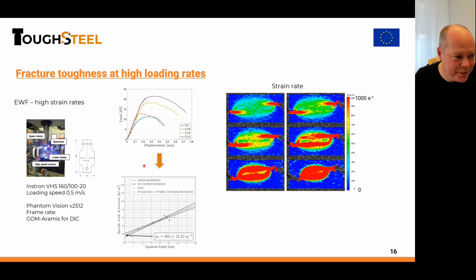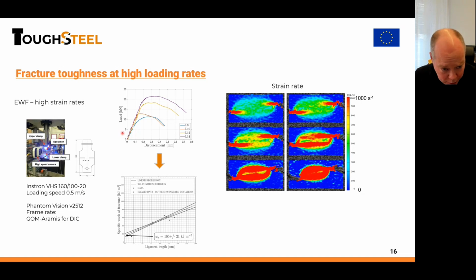So to get this fracture toughness value at high strain rates, we use the same machine as we had for tensile testing, this Instron machine. You can see the loading speed is, in this case, for us, only half a meter per second. So if you compare that to 20 meters per second, it's quite low. But anyway, you will see to the right, it gets quite high strain rate in the end.